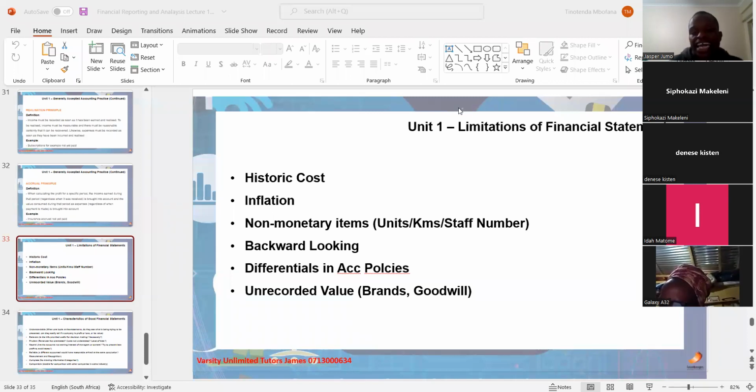Then lastly, what we call unrecorded value. There are things that you cannot measure monetarily, for example, the reputation of an organization, the goodwill of an organization. For example, the name Coca-Cola. If I get the name Coca-Cola right now, I can start my own bottling company and make money just because I'm using the name Coca-Cola. But if I ask you what is the value of Coca-Cola on the balance sheet of Coca-Cola, you might not even find it there because it's unmeasurable. People will start lying to you if they start measuring that thing. So that's another weakness of our financial statements, right? So those are the limitations.